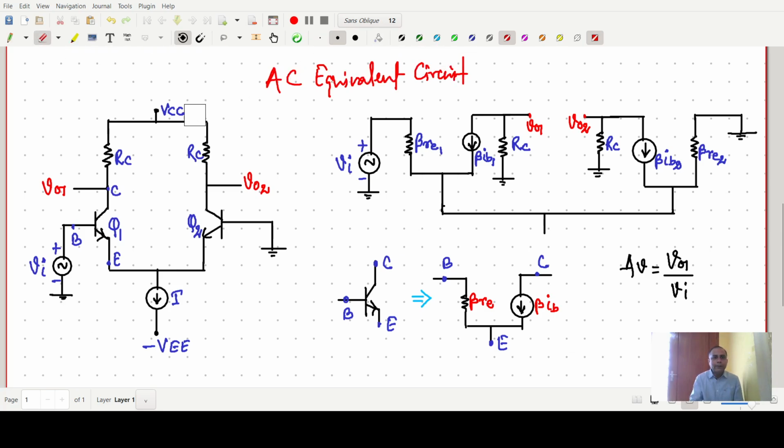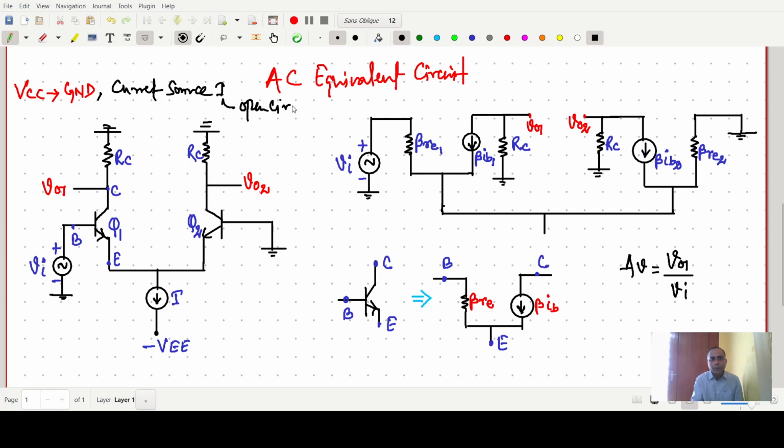For the AC equivalent circuit, first of all you have to remove the supply voltage, the VCC, by connecting it to ground. We have already made the VCC to ground. The current source, that is our I, must be open circuited, so we have to make it open. Now this one is the circuit.